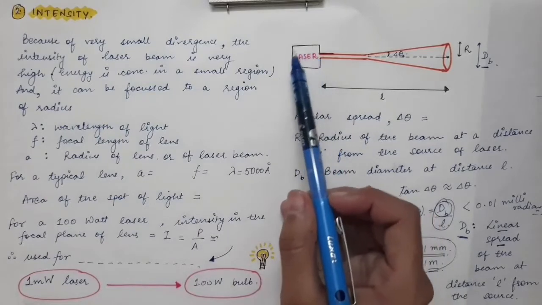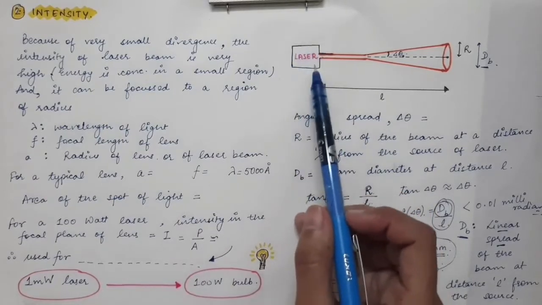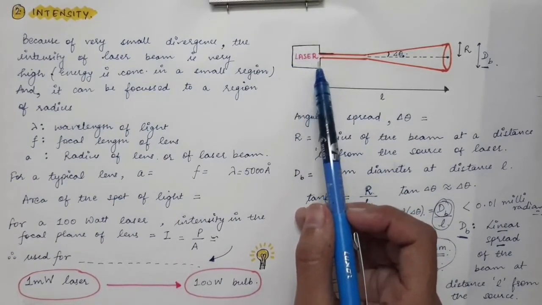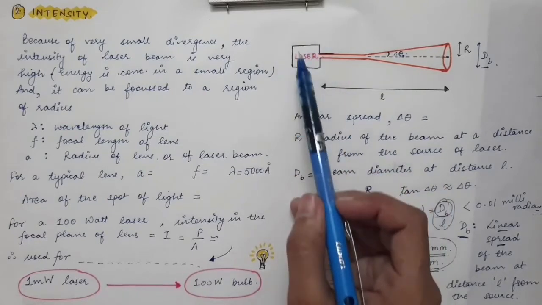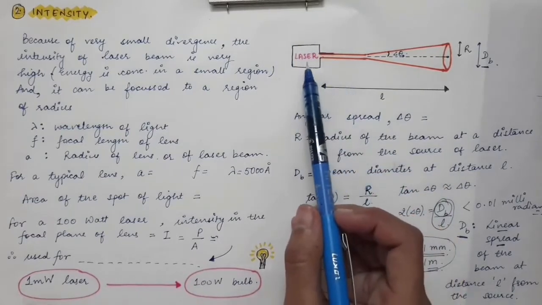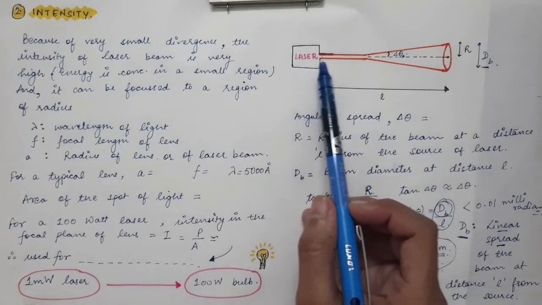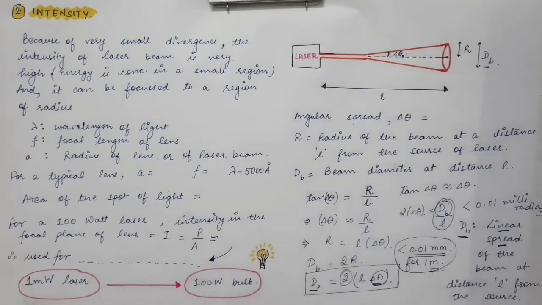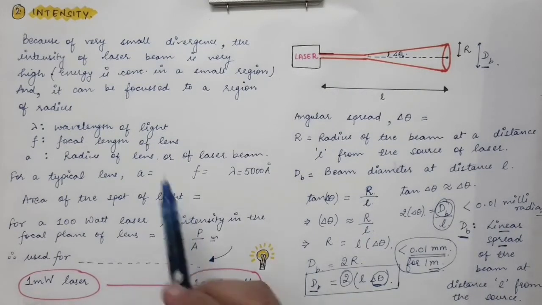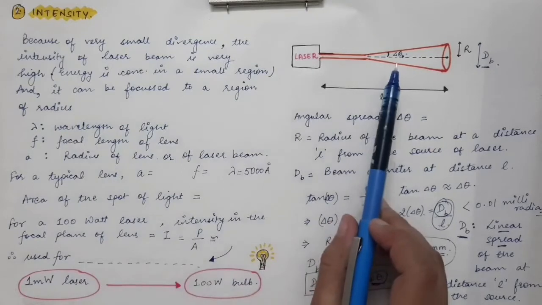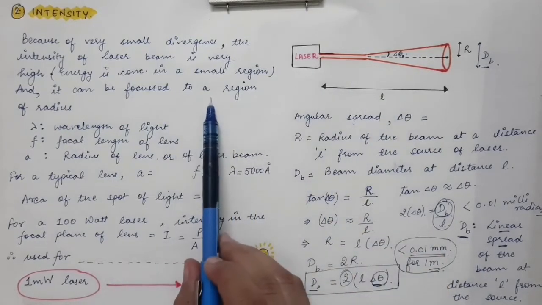So if you have a conventional light source over here, for example a light bulb, the light will go in all directions. Whereas in the case of a laser, you can see the whole light is going in a single direction, meaning the energy is concentrated only in a small region of space. Now this laser light can be focused.